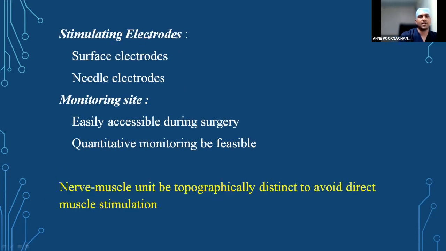And we need stimulating electrodes. They could be surface electrodes. If the resistance of the skin is very high, then we use needle electrodes. When we use needle electrodes, the current selected should be on the lower side, around 5 to 8 milliamperes. And the monitoring site should be easily accessible during the surgery, and it should allow quantitative monitoring. The nerve muscle unit that is chosen should be topographically distinct, that is, to avoid direct muscle stimulation when we stimulate a nerve.